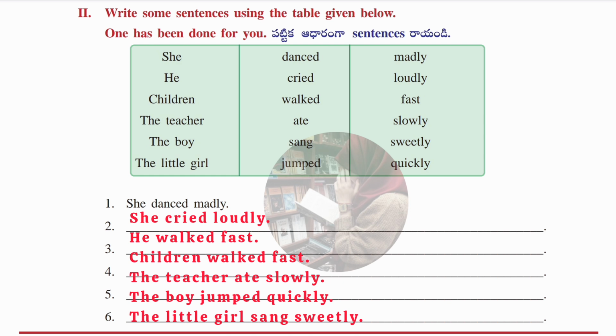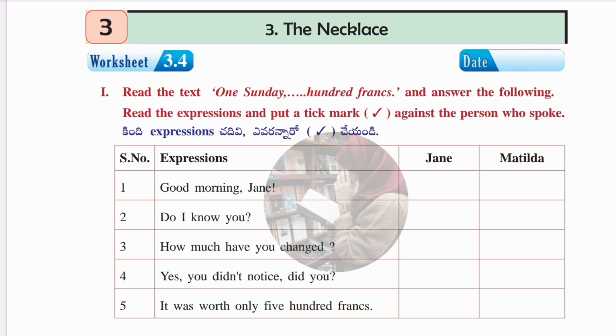If there were still lines, I could make other sentences also. I can phrase some more sentences, but we don't have lines here. That's why I'm ending it here itself. Okay guys, now we'll move to the next worksheet, that is worksheet number 3.4.